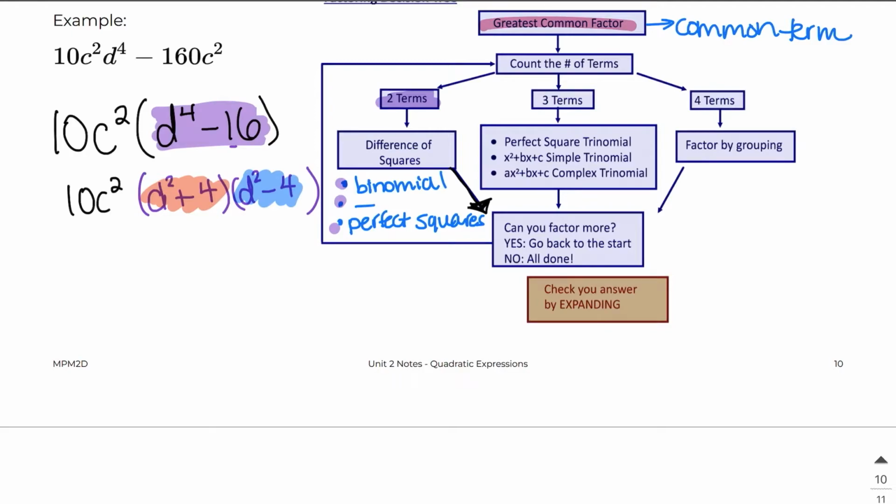So then I'm going to ask myself, are there two terms? So looking at the first bracket, yes, there are. Looking at the second bracket, yes, there are. So I want to see, is this a difference of perfect squares?